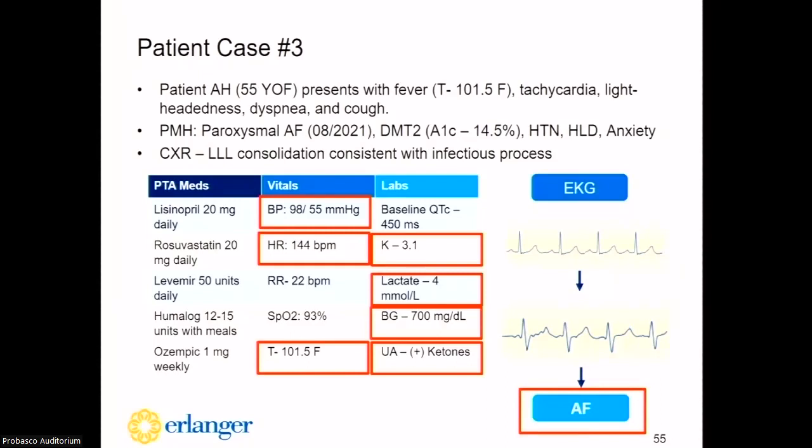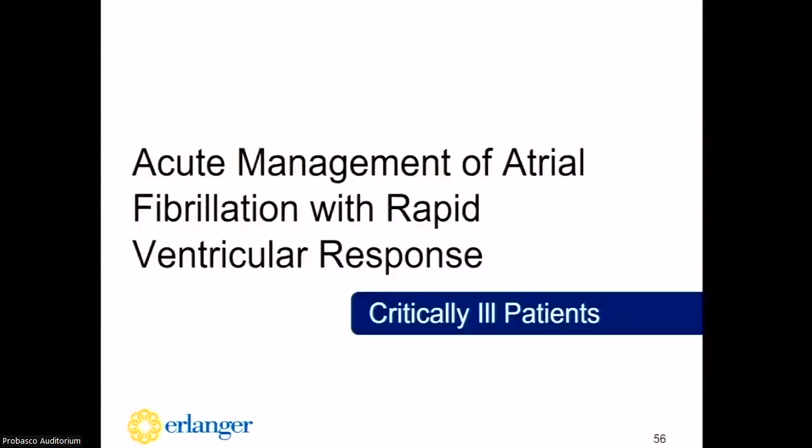So, highlighting some of her more patient-specific factors that we're going to want to be considering as we move into our next section. Her blood pressure is down to 98/55. Her heart rate is up at 144. We clearly have some kind of underlying infectious process, so potentially a critically ill sepsis patient. She's hypokalemic, with elevated lactate, blood glucose in the 700s, and urinalysis positive for ketones. Also, since presentation, she has gone from normal sinus rhythm, as we see here, into atrial fibrillation.